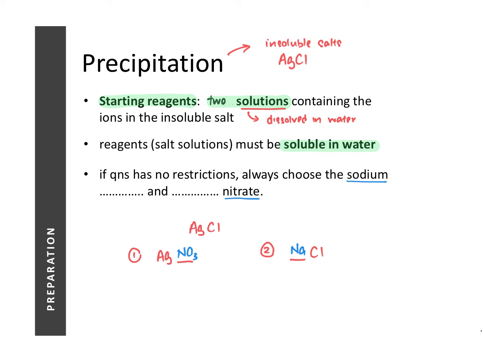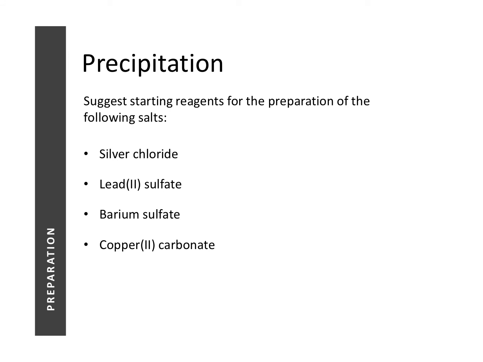Okay, so before we go on to the practice again, for the precipitation method, you need to mix 2 solutions. That means they must be dissolved in water. The starting reagents must be soluble in water. So let's try now. There are 4 insoluble salts here. They are all insoluble. We need to use the precipitation method to prepare them. Let's try to come up with the starting reagents for the 4 salts.